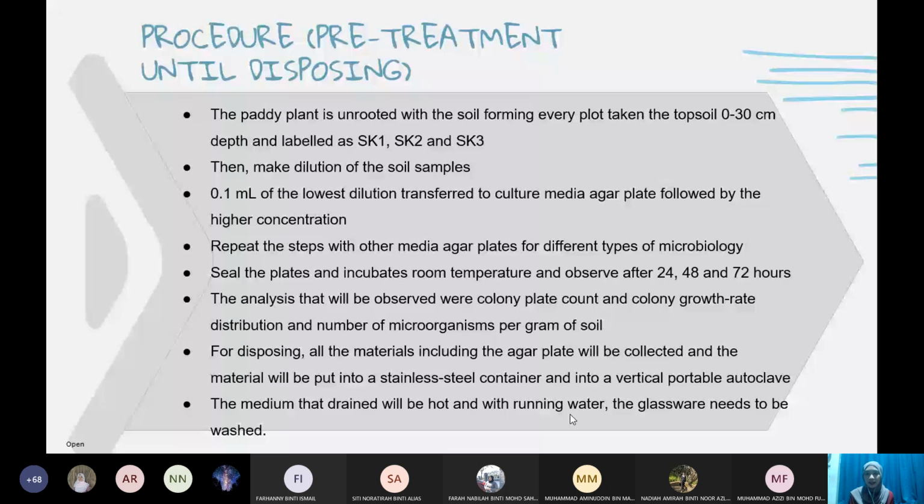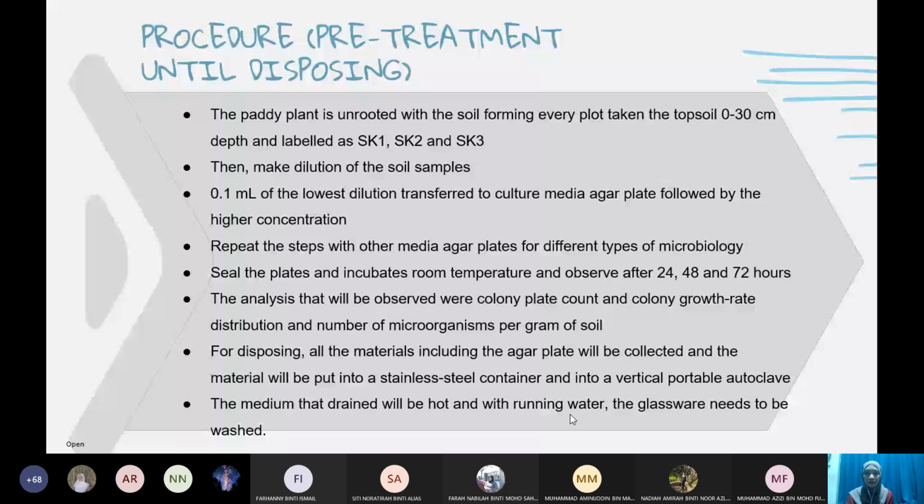Nutrient agar, NA, is used for bacteria, and potato dextrose agar, PDA, is used for fungi, to calculate CFU from the subcultured sample. Nematode and actinomycete use nematode growth agar and actinomycete isolation agar. Seal and incubate at room temperature and observe after 24, 48 and 72 hours. Preservation of bacteria can be done using laboratory freezers.